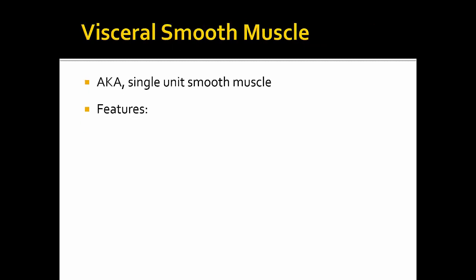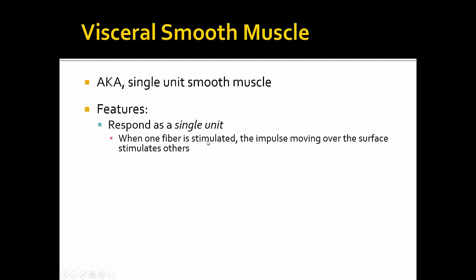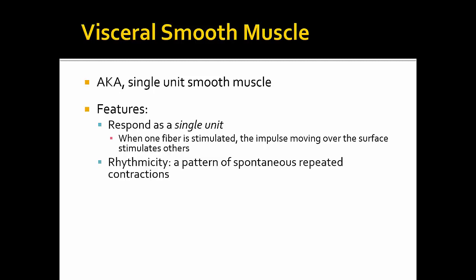All right, I said I was going to talk about visceral smooth muscle in this lecture, and it is single unit smooth muscle. Its contraction is that it responds as a single unit. When one fiber is stimulated, the impulse moves over the surface and stimulates others. This is different from skeletal muscle, where each fiber must be individually stimulated by a motor neuron. Here, one fiber gets stimulated and the impulse moves over the surface and stimulates others.